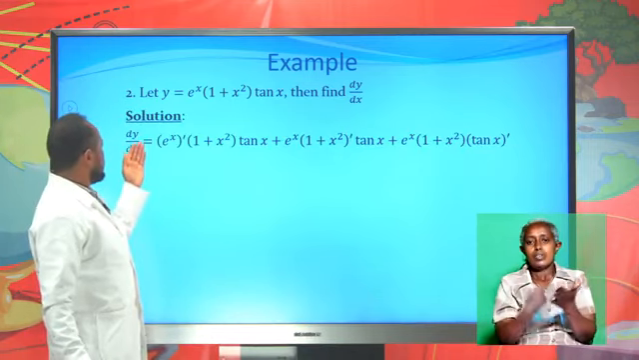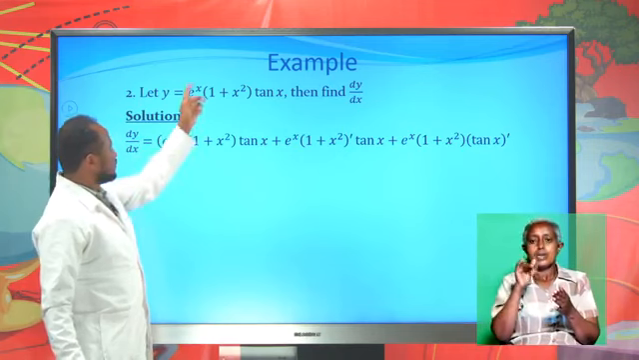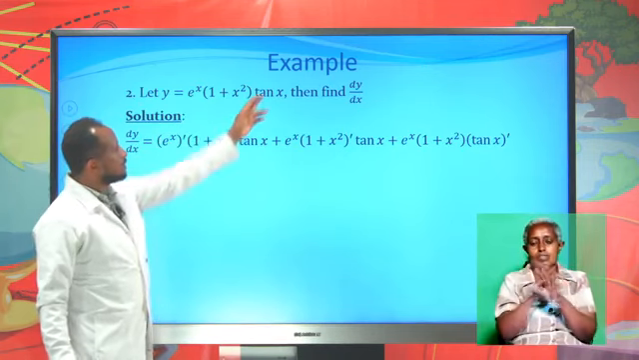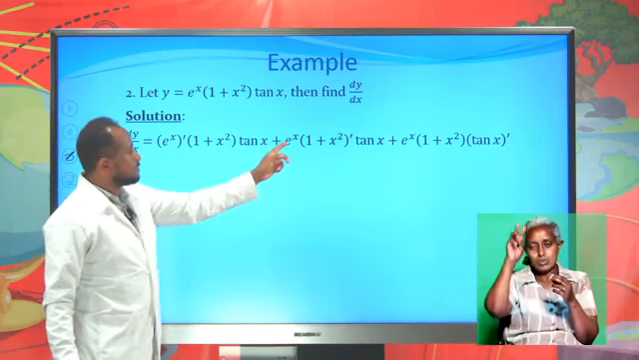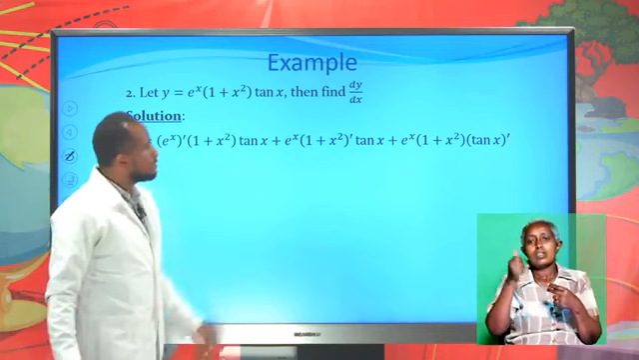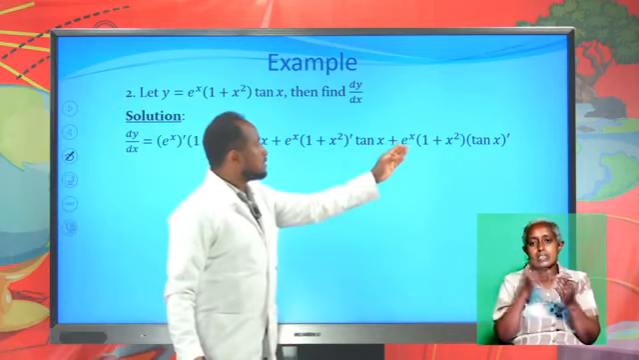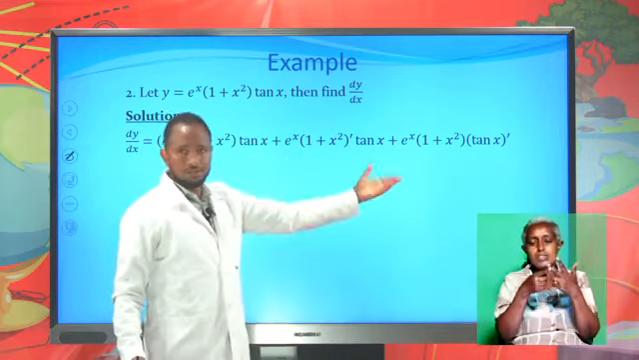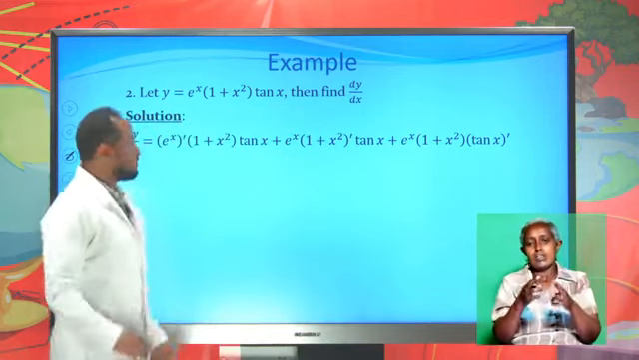Therefore, here dy by dx is equal to the derivative of the first function times 1 plus x squared times tan x, plus e raised to x times the derivative of the second function times tan x, plus e raised to x times 1 plus x squared times the derivative of the third function. This is the answer. So let's simplify this.